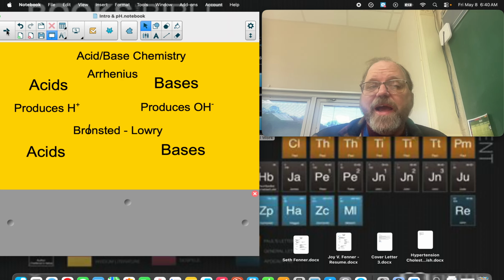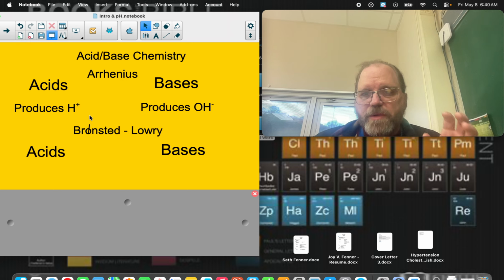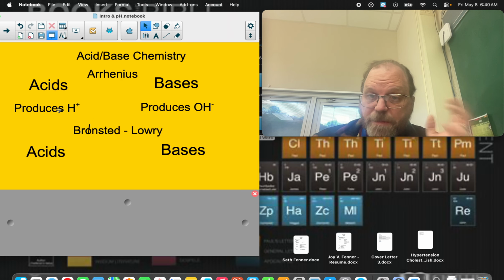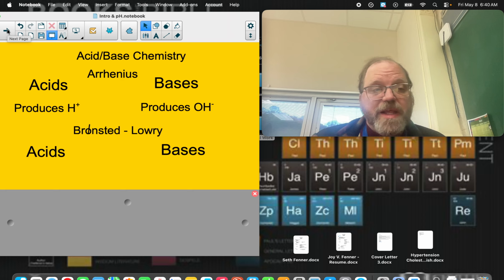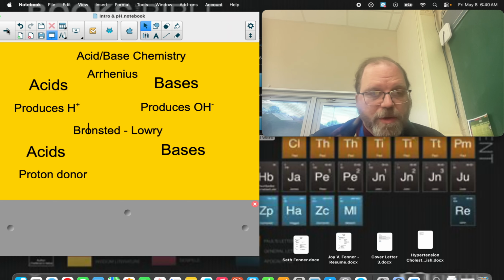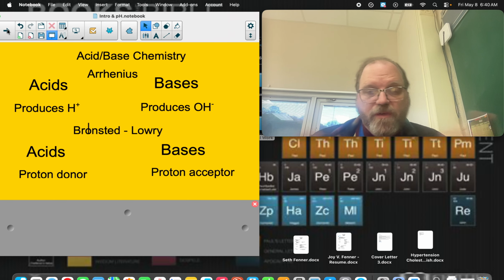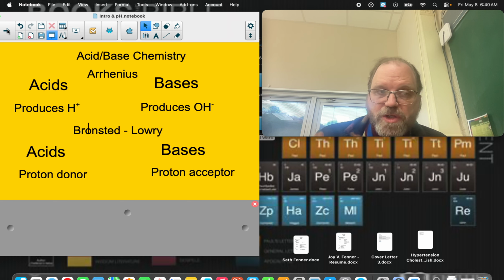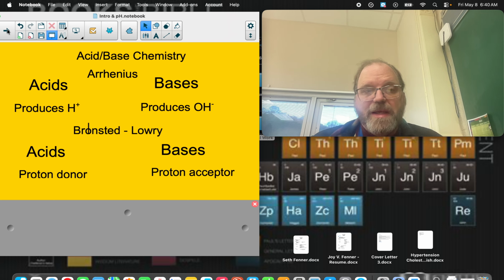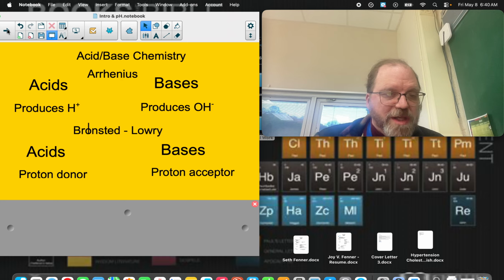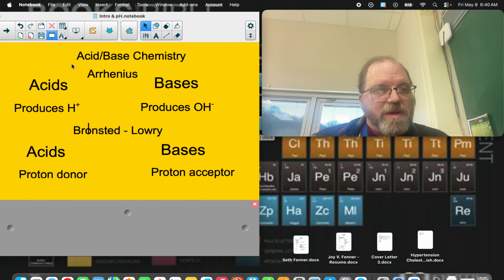If we look at hydrogen ion, remember, hydrogen ion is a proton without the electron. So all it is is a proton. So both Bronsted and Lowry identified that an acid is a proton donor. So they're giving up protons. And then if an acid donates, that means the base has to accept a proton. So two different ways to define these again. Produces hydrogen ion in dissociation, that's an acid. Produces hydroxide ion, that's a base, according to Arrhenius. According to Bronsted-Lowry, a proton donor is an acid and a proton acceptor is a base.